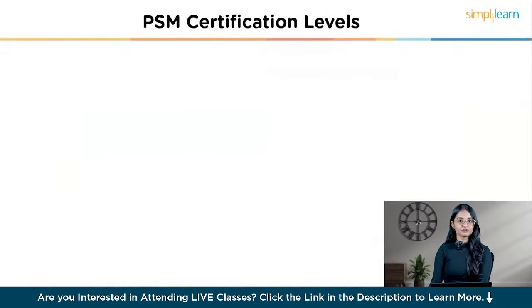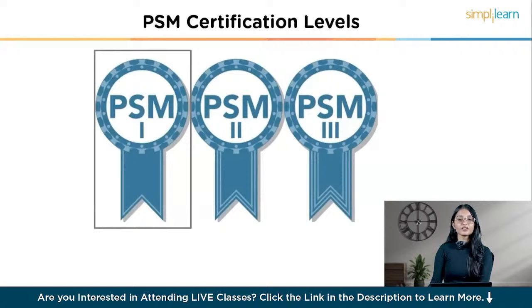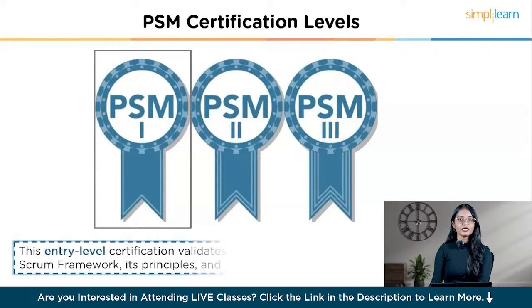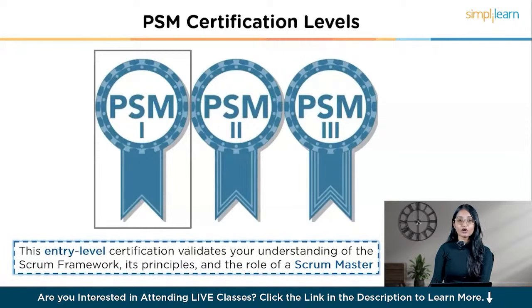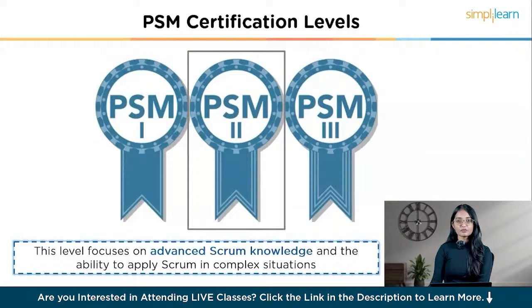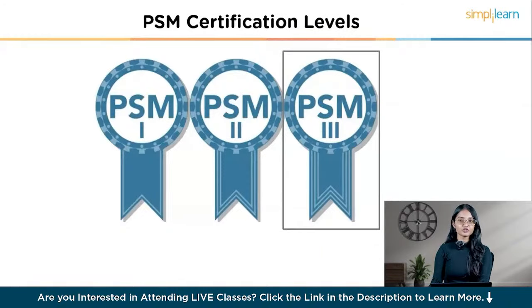Let us now discuss the different levels of the PSM certification. The PSM certification is offered at 3 distinct levels, allowing you to progressively deepen your knowledge and expertise. At first, we have the PSM-1, which is the foundational. This entry-level certification validates your understanding of the Scrum framework, its principles, and the role of a Scrum Master. PSM-2, which is the intermediate, building upon PSM-1, this level focuses on advanced Scrum knowledge, extensive Scrum experience, and the ability to apply Scrum in complex situations.